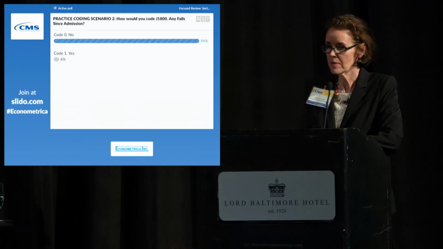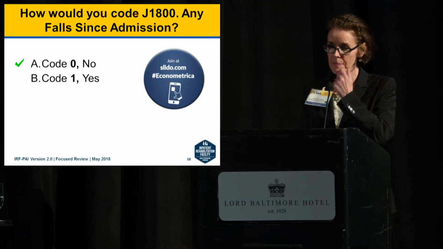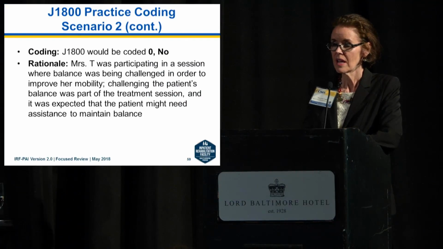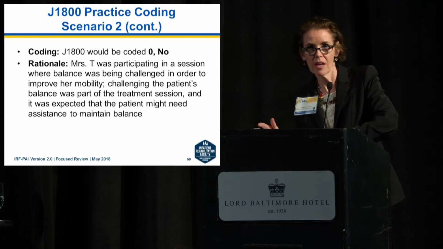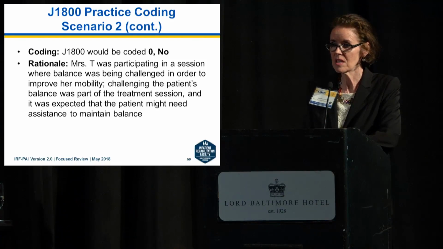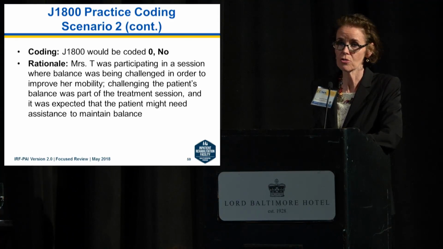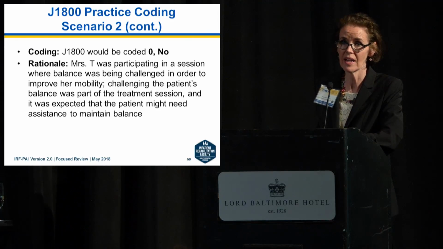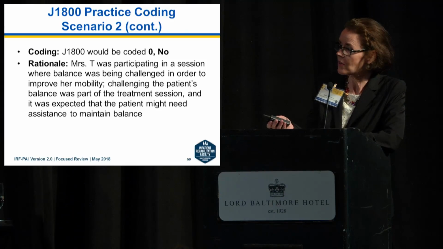Okay, it looks like people are pretty sure, and they are. And the correct answer is 0. And let's look at the rationale. In this particular circumstance, even though she sort of changed levels and was caught, an intercepted fall, it was because Mrs. T was participating in a session where balance was being challenged. And in order to improve her mobility, challenging the patient's balance was part of her treatment plan. So we expected that she might have that, and the therapist was anticipating that. So that's a little different.